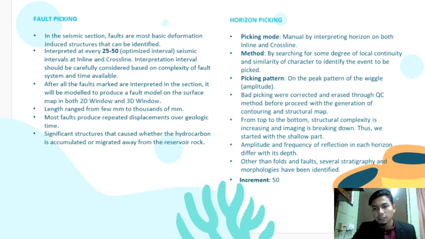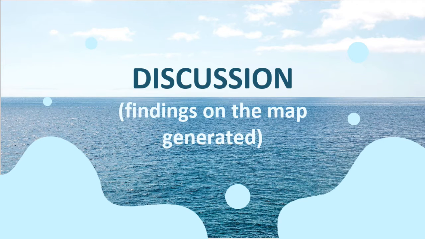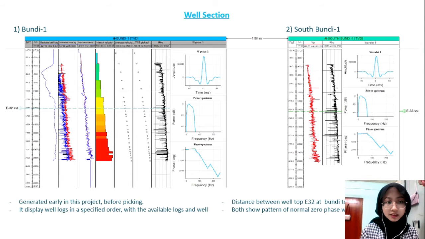Next, we will proceed with the discussion of the findings in the map generated in our operator software. On this slide is our well section from the result. On the left side is Bundi 1, and on the right side is South Bundi 1, which was generated earlier in this project before we did the fault and horizon picking. It displays well logs in a specified order with the available logs and wells.